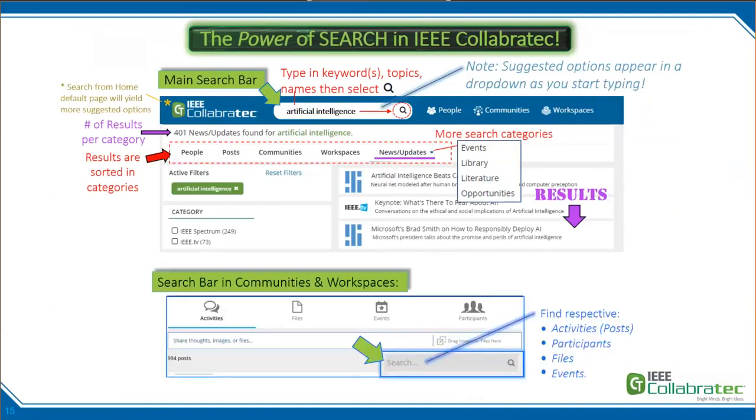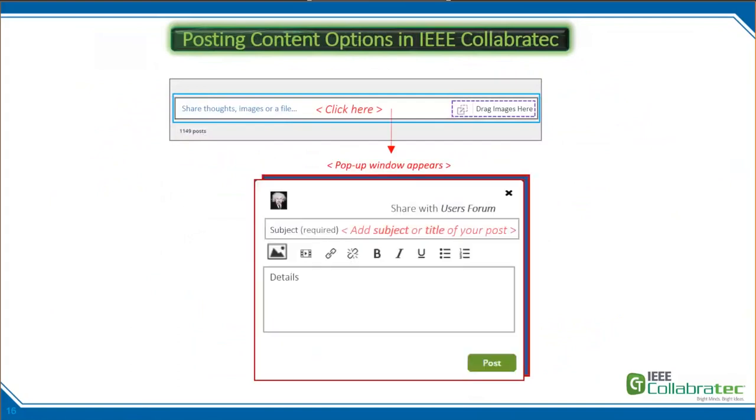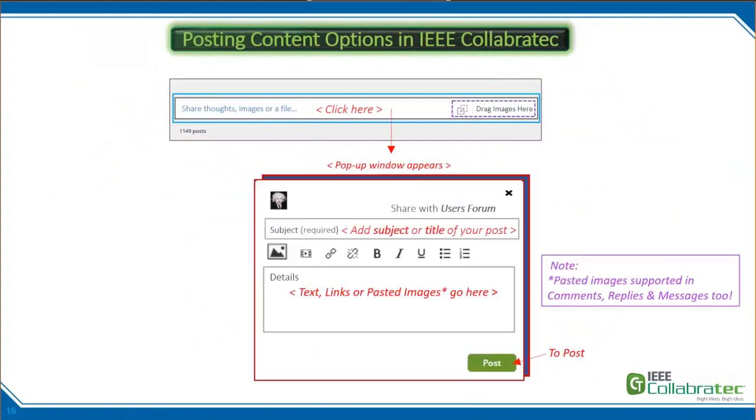In communities and workspaces, you also have a search bar, and that will search for your respective activities, which will be related to posts, participants, files, and events. And use that when you want to see information in your community and workspace.